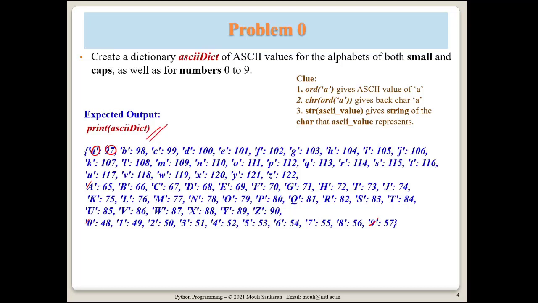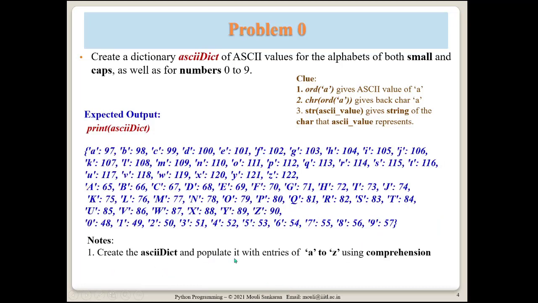So you know how many values are there: 26 small letters, 26 capital letters, and 10 digits. That many entries in the dictionary, and the keys are these single characters, and the values are the ASCII values. So one dictionary you need to build. That's it. So this is problem number 0. How do you build it? I want you to populate it with A to Z using comprehension. Okay, I want you to use comprehension, not the for loop, for implementing it. To start with, you can use the for loop, and then try implementing it using comprehension.